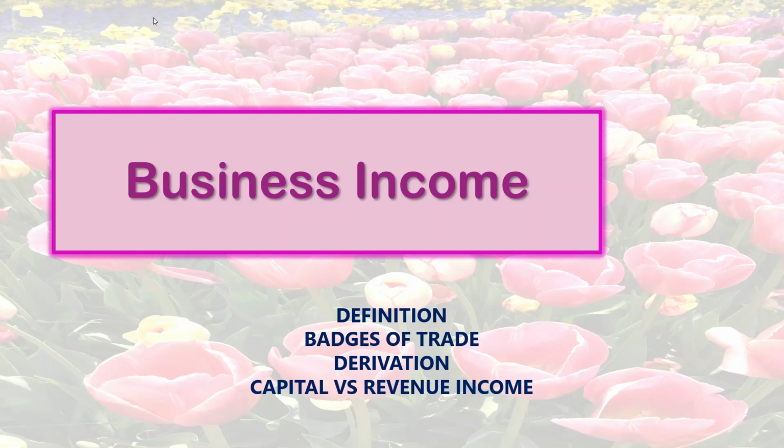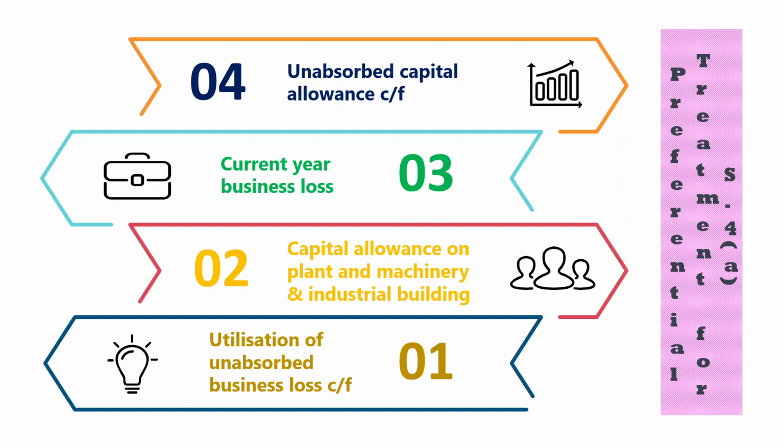Okay, now we move on to business income. What is business income? Under this topic, we will cover definition, ledgers of trade, derivation, capital, and versus revenue income. Let's look at the first part: preferential treatments for section 4A.